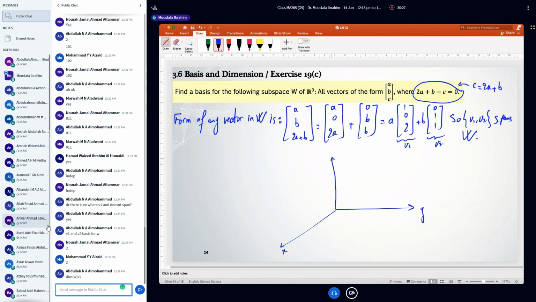This is R3. Now I have subspace W, whose basis is V1 = (1, 0, 2) and V2 = (0, 1, 1). So X, don't move X, move 1 and 1. Look, the plane passing through these two vectors, we have only one plane, this one. This is W.